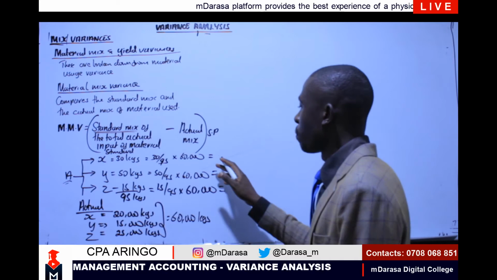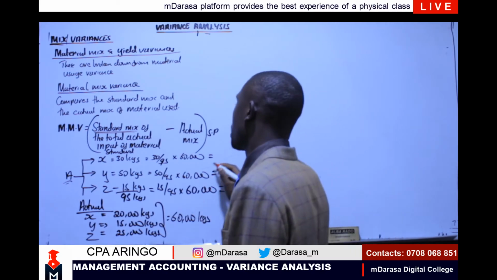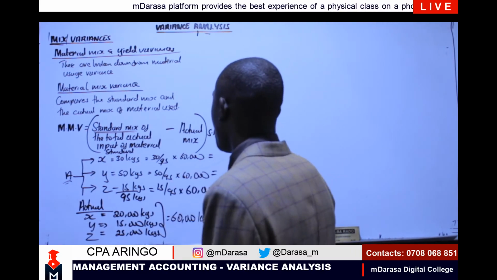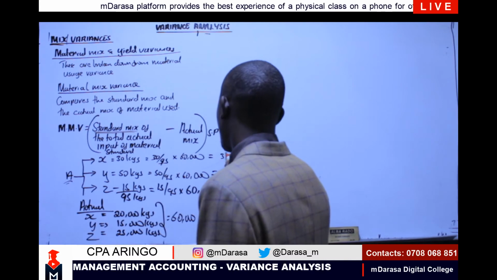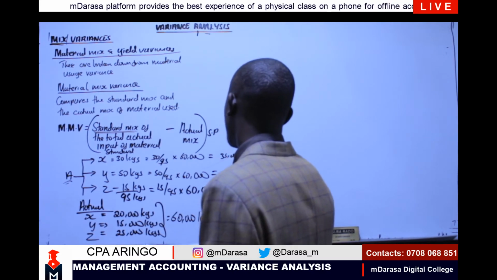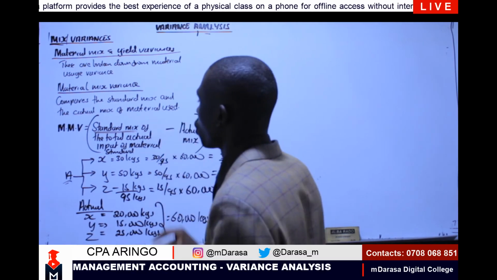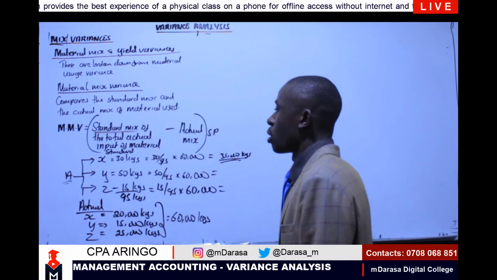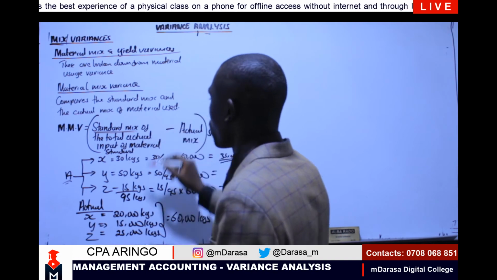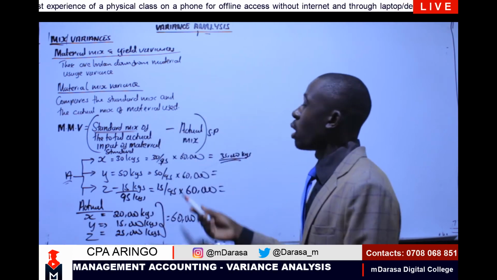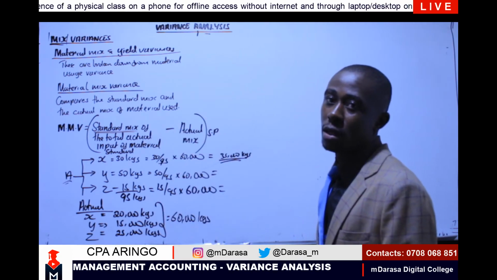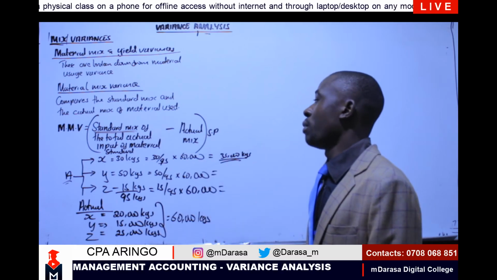Say, just as an assumption, maybe I have 35,000 kgs. This is what I'm going to term the standard mix of the total actual input, minus our actual mix.